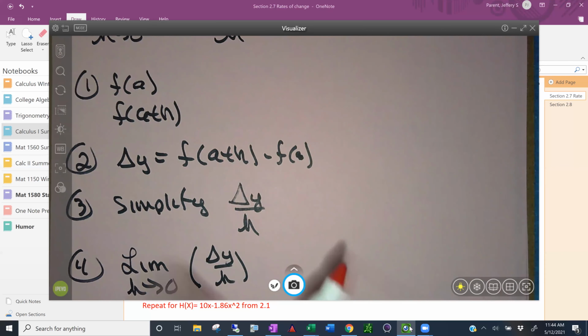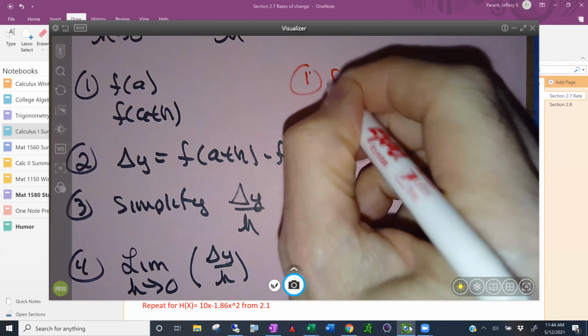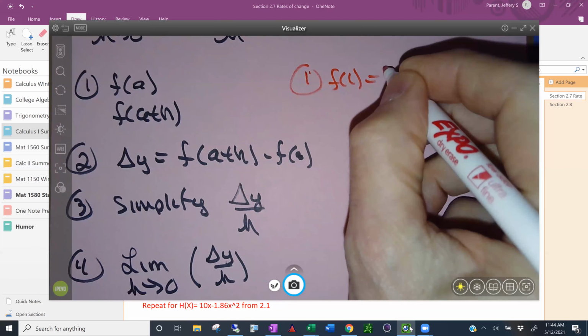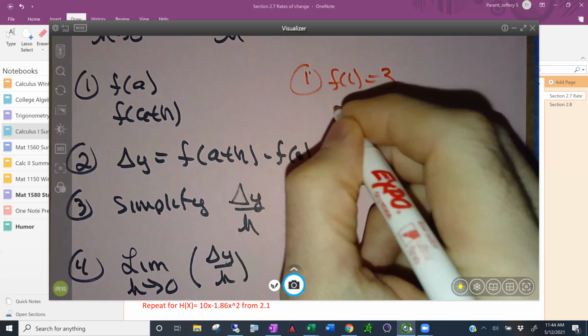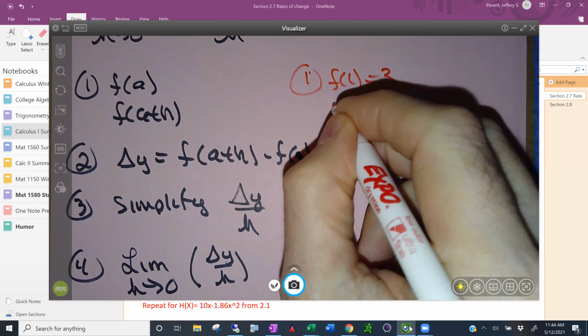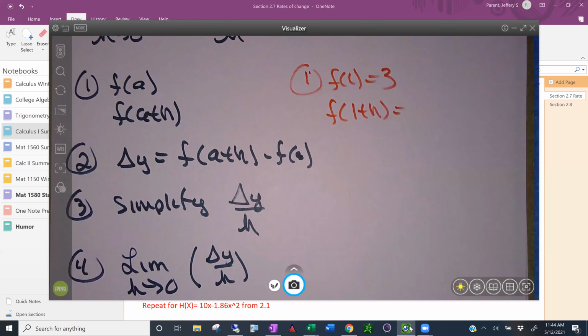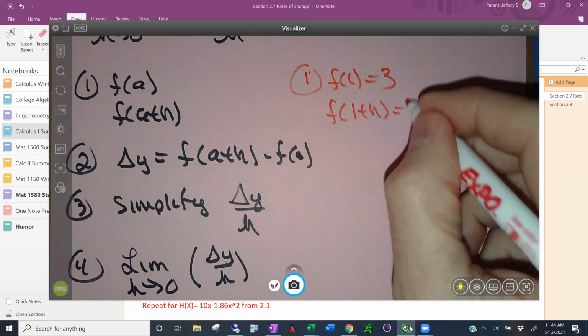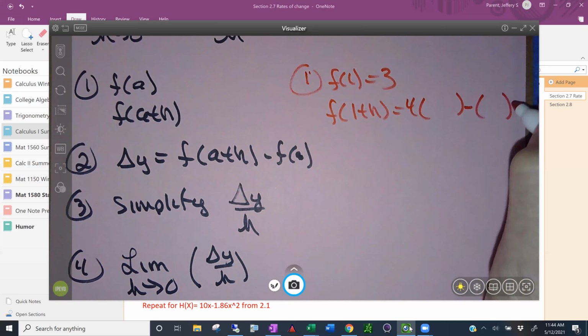But keep in mind, A is 1, so my first step is f of 1, and we already know f of 1 is 3. Okay, then I also want to figure out f of 1 plus h. And that one's going to be a little bit more work. It's going to be 4 times 1 plus h minus 1 plus h squared.